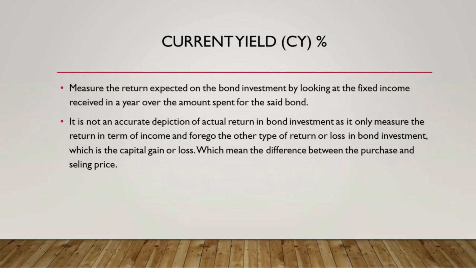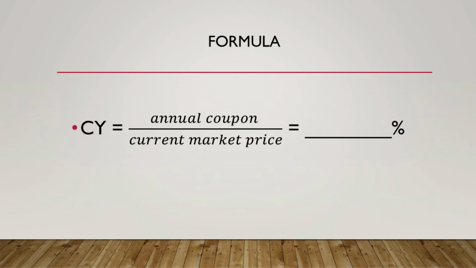Current yield is the measure of the return expected on the bond investment by looking at the fixed income received in a year over the amount spent for the said bond. It is not an accurate depiction of actual return in bond investment as it only measures the return in terms of income and forgoes the other type of return or loss in bond investment, which is the capital gain or loss, which means the difference between the purchase and the selling price. So this is the formula of current yield.